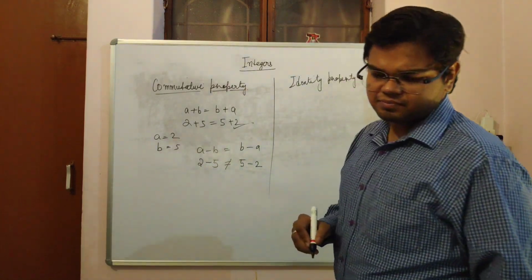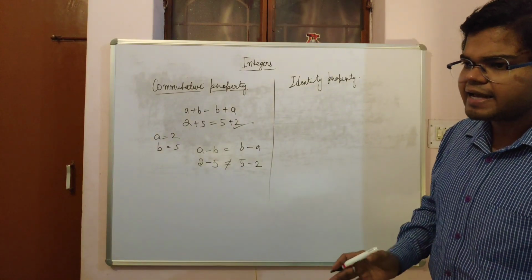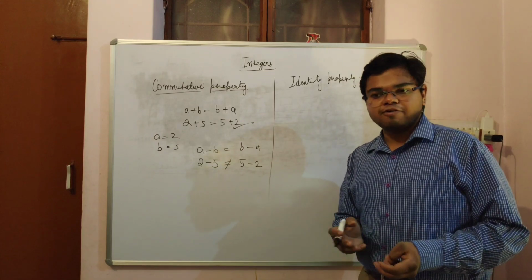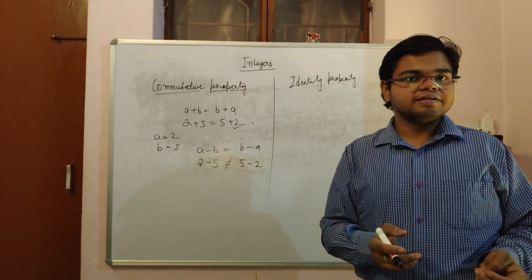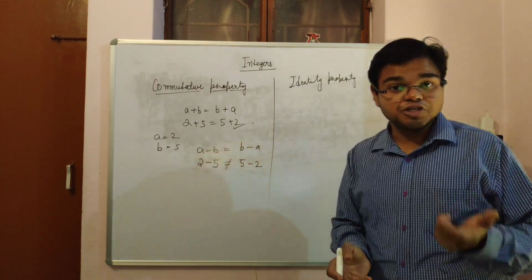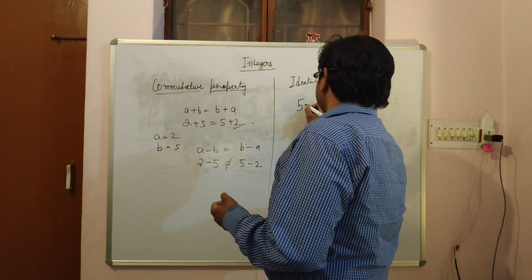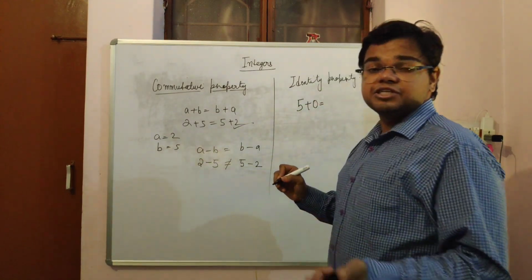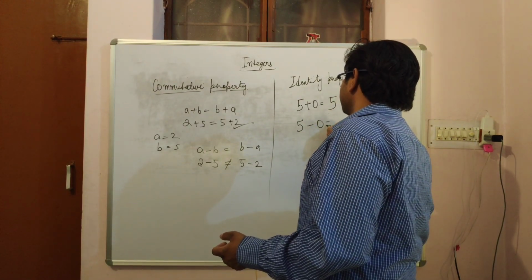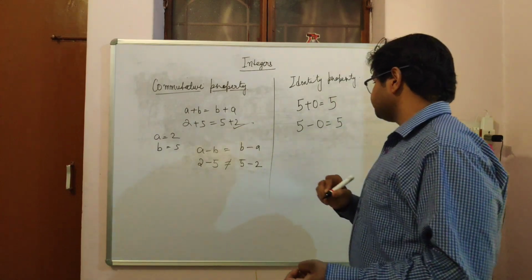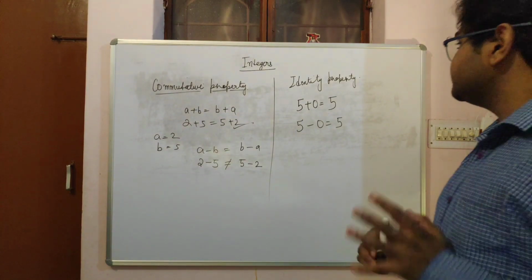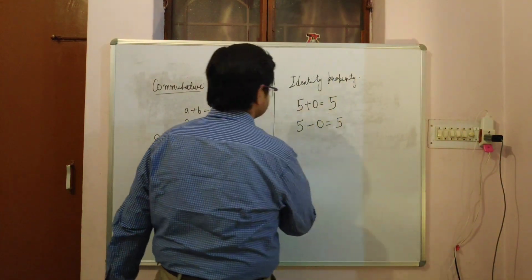That means, do we know a number which, if we add to any integer, there will be no change in the value of the integer, and if we subtract it, then also there is no change in the value of the integer? Do we know an integer? Yes, we have 0. If we add 0 to 5, what will be the change in the value? There will be no change. If we subtract 0 from 5, it will still be 5. So, identity property. 0 is the additive identity for integers.